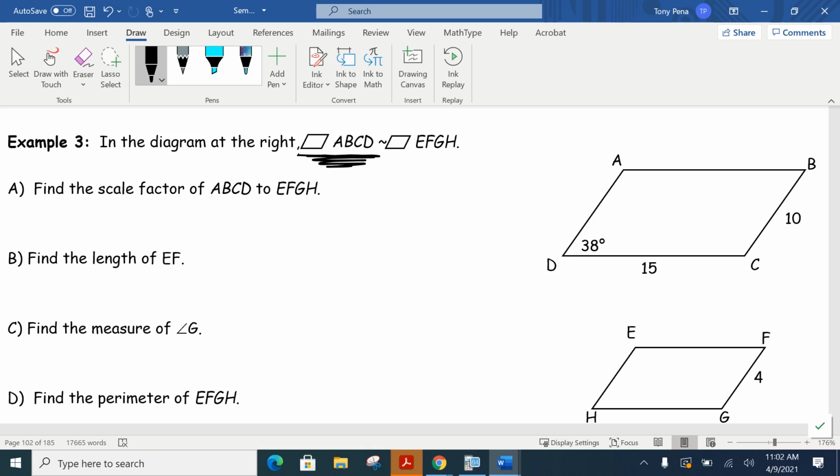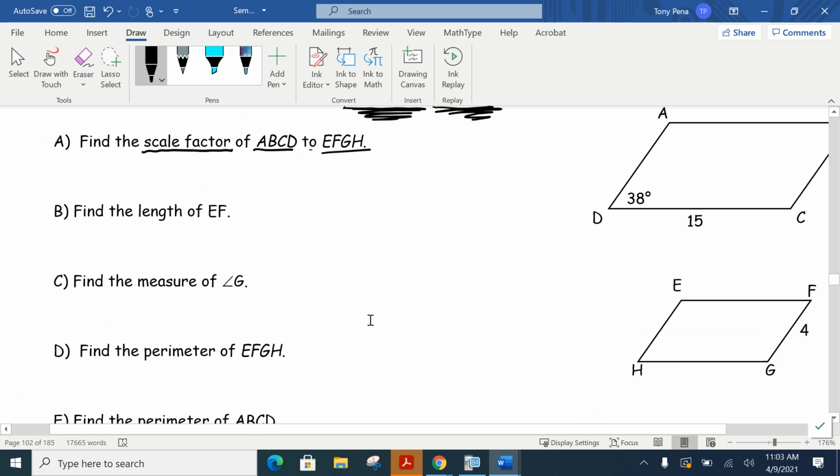That's the big one. And we know that that is similar to the parallelogram on the bottom or the smaller one. When it asks for the scale factor, it's basically the relationship between the two, the ratio between these two. So we want to compare ABCD, so the big one up top, to the EFG, the smaller one on the bottom. So do that real quick. Write down what we think that scale factor is.